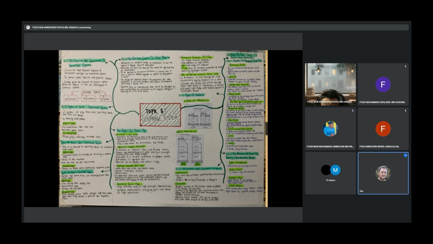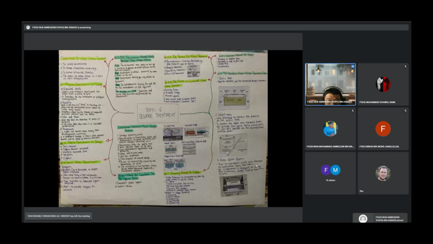Topik sik tak keluar lagi. Nampak cik kan? Okay.